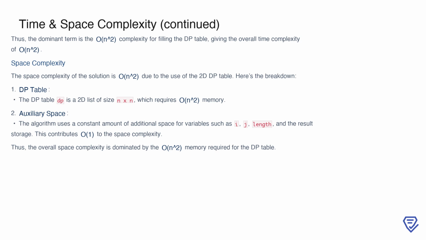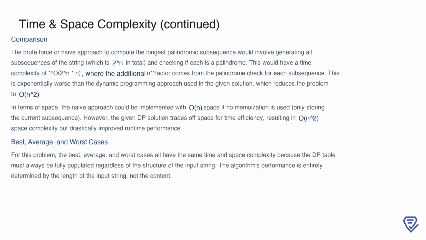When comparing this dynamic programming approach to a brute force solution, the improvements become clear. A naive approach would involve generating all possible subsequences of the string, of which there are 2 to the power of n, and then checking each one to see if it's a palindrome. The palindrome check for each subsequence would take O(n) time, resulting in an overall time complexity of O(2 to the power of n * n), which is exponential and highly inefficient for large input strings. In contrast, the dynamic programming solution reduces this to O(n squared) by breaking the problem into smaller overlapping subproblems and solving them iteratively.